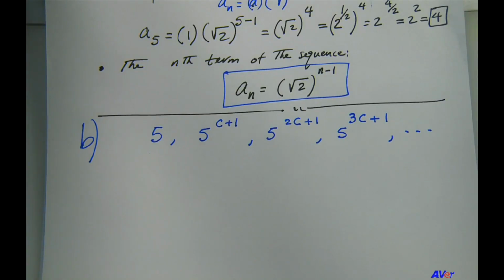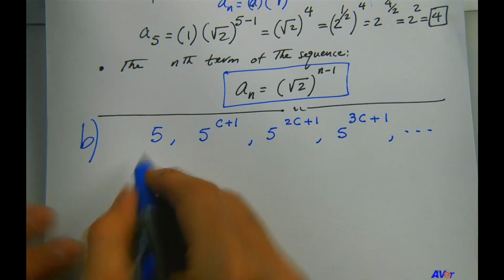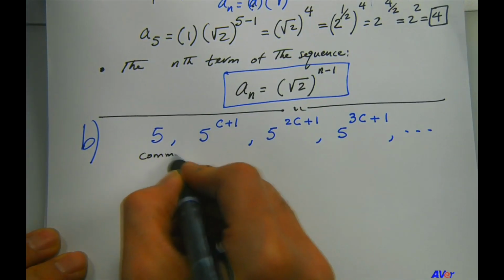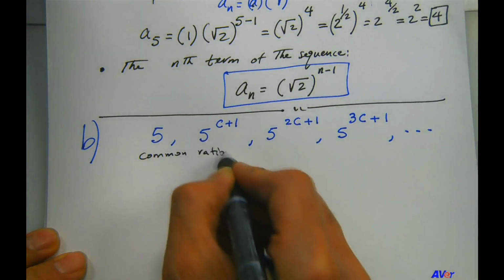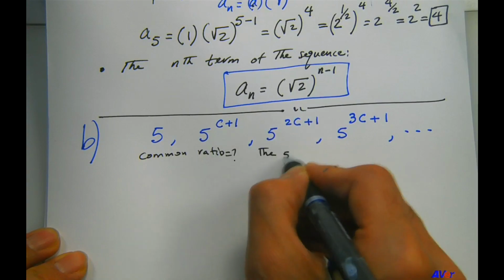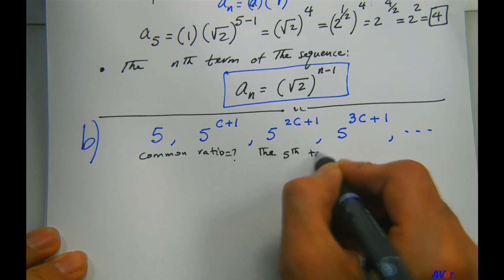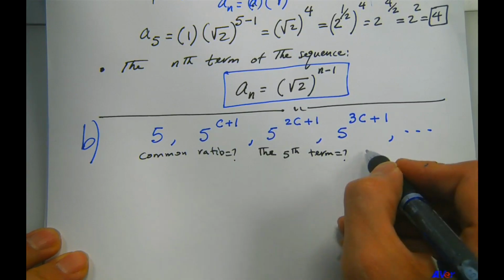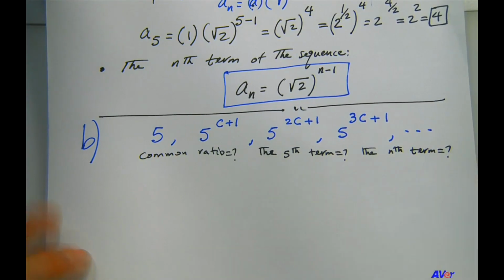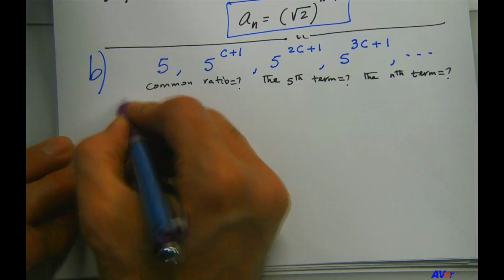So once again, we're looking for the same things. We're looking for the common ratio, the 5th term, and the nth term, just like the previous example. Okay, so solution here.